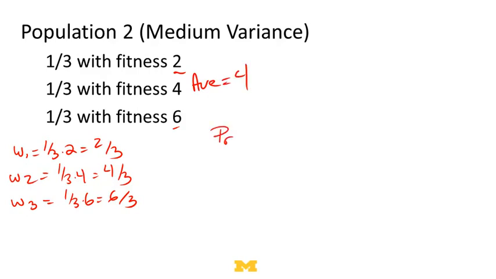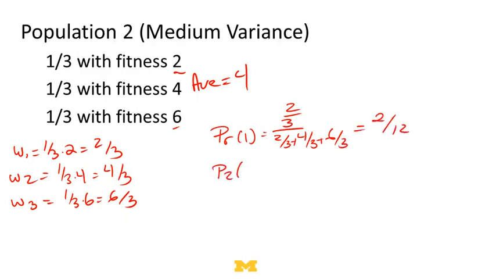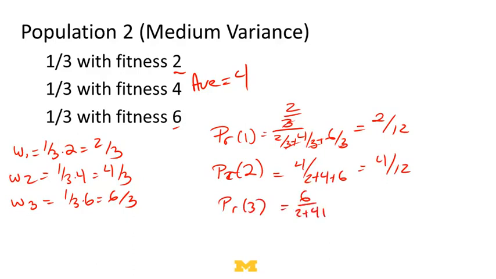So now if we want to compute the probability that someone's going to be of type 1 in the next period, that's just going to be 2/3 over 2/3 plus 4/3 plus 6/3. So that's going to be 2 over 12. The probability someone's of type 2 is going to be, and notice we can get rid of all the thirds here, so that's just going to be 4 over 2 plus 4 plus 6. So that's 4/12, and the probability someone's of type 3 is going to be just 6 over 2 plus 4 plus 6, which is 6/12.